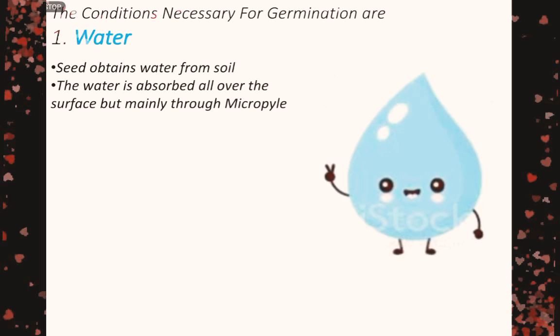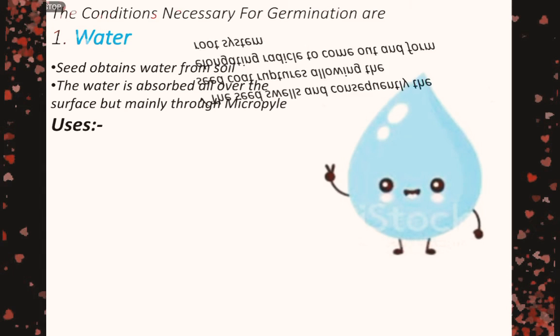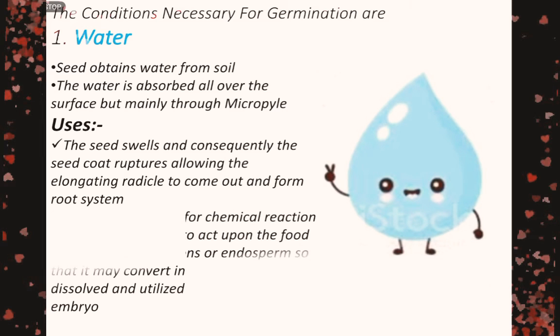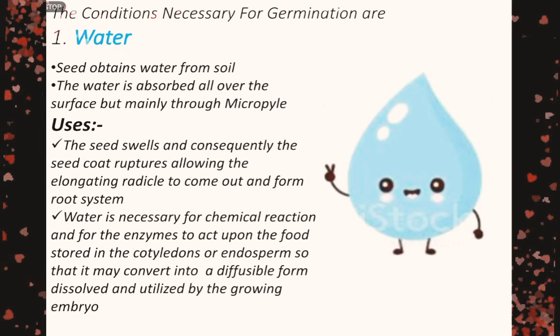The water is absorbed all over the surface but mainly through the micropyle. The seed swells and consequently the seed coat ruptures, allowing the elongating radicle to come out and form the root system. Water is necessary for chemical reactions and for the enzymes to act upon the food stored in the cotyledons or endosperm so that it may convert into a diffusible form, dissolved and utilized by the growing embryo.